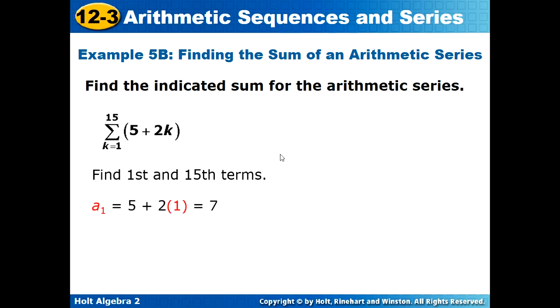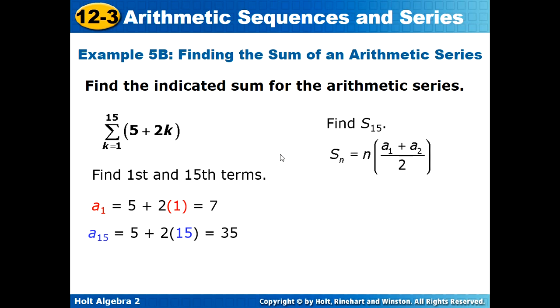What would the first term be? Because we have to know the first term, we have to know the 15th term, and then we have to know the number of terms. So the first term, plug it into your original formula: 5 plus 2 times 1 for the first term. And then we find our 15th term. We use the formula 5 plus 2 times 15. So now we can go ahead and find the sum.